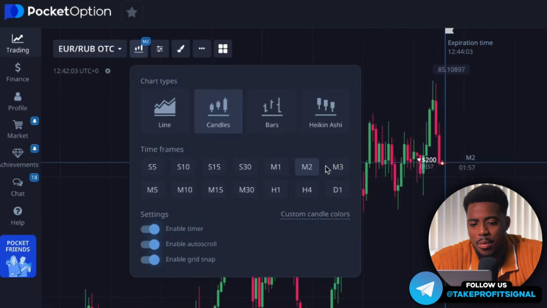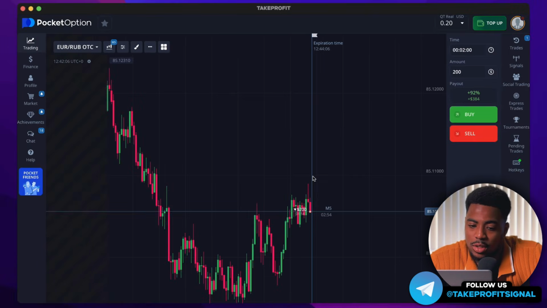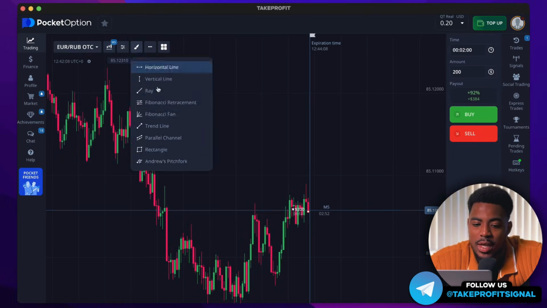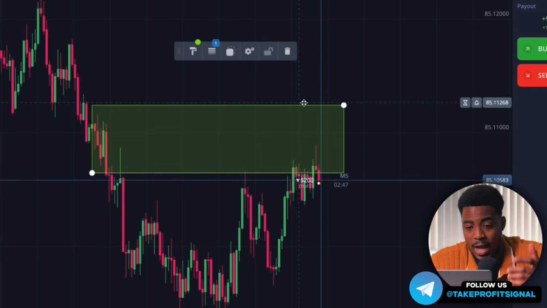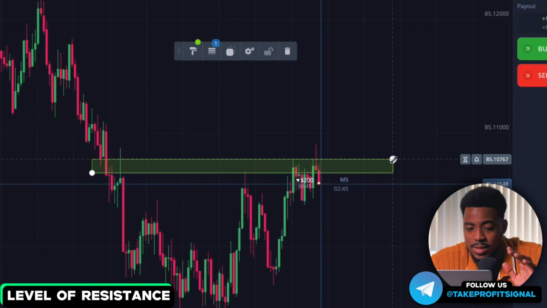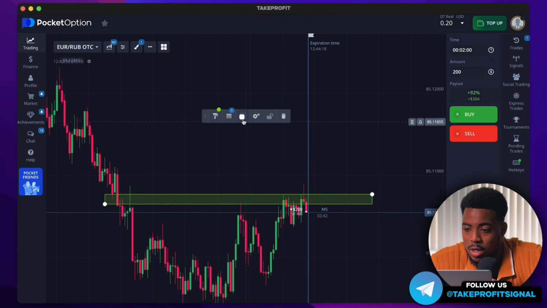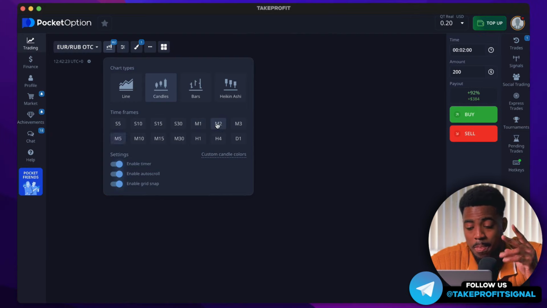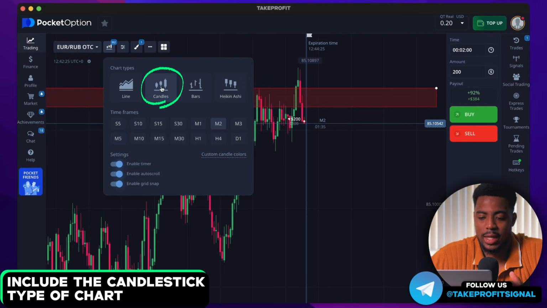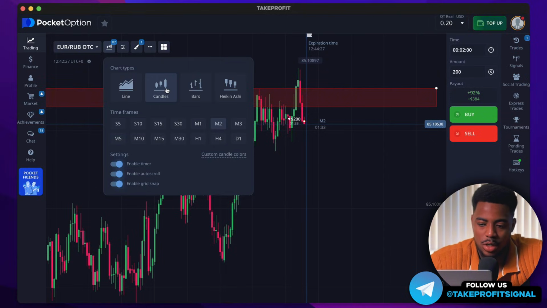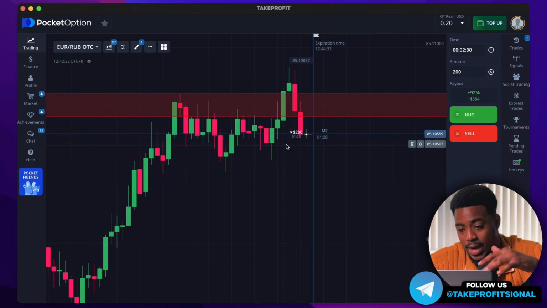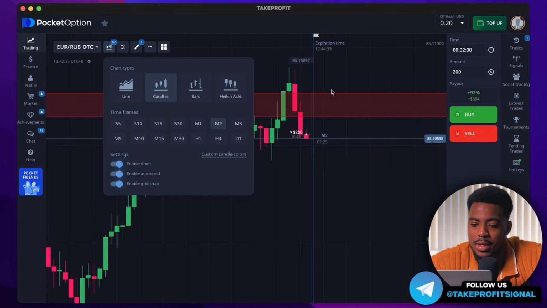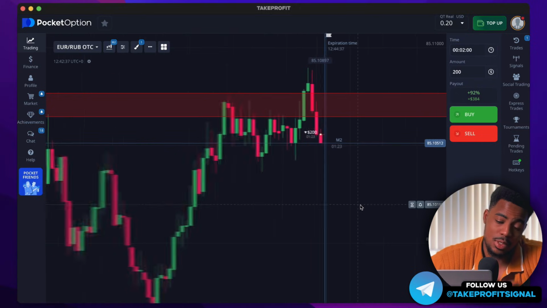Look, I will increase the time frame a little bit so that you can see that here we have an important horizontal level. It is denoted by this area, and as we can see, it is a level of resistance, that is, I will mark it in red color especially. I am trading today on the time frame of 2 minutes. Be sure to include the candlestick type of chart on the Pocket Option platform, because candlestick patterns work only on this type of chart. My trade time is the same as the candlestick time, 2 minutes.